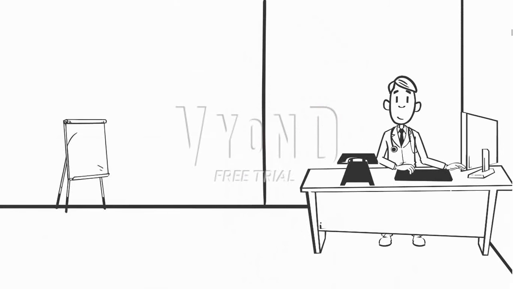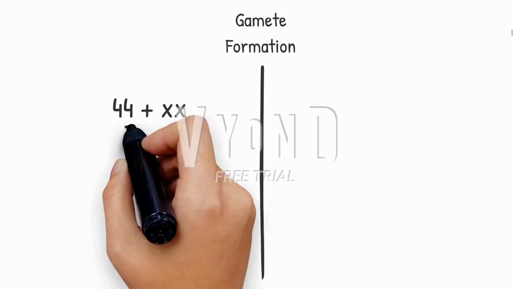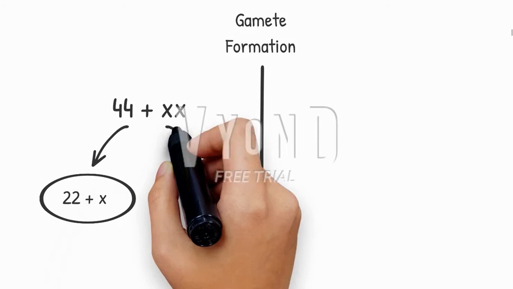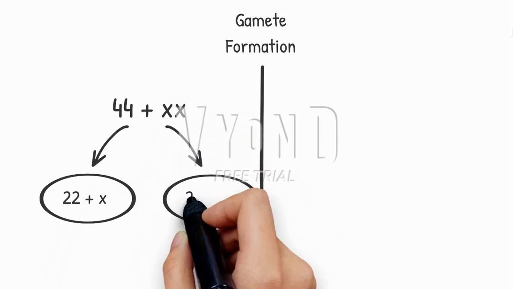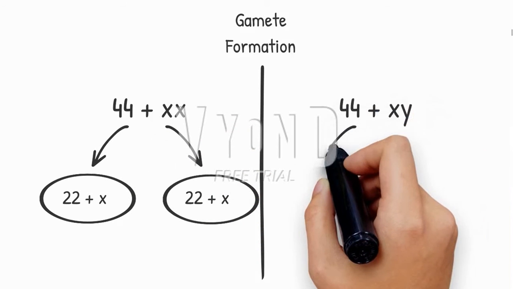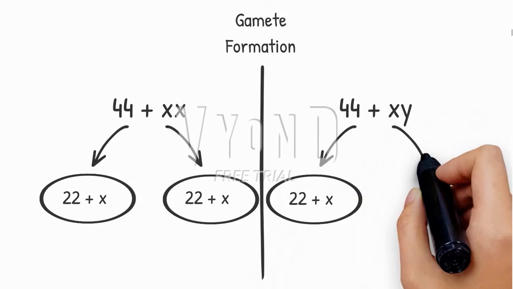So let's now remember the basics of gamete formation. Normally, the female who has 44 autosomes and XX chromosomes, the chromosomes are distributed equally in gametes, so they will have 22 plus X and 22 plus X. While the male who has 44 plus XY will produce a sperm with 22 plus X and the other sperm with 22 plus Y.